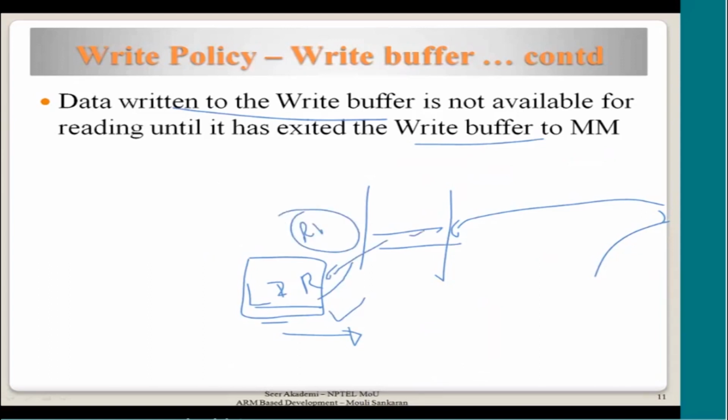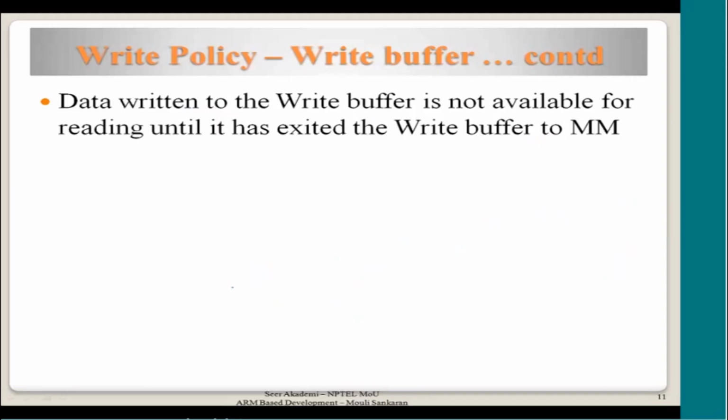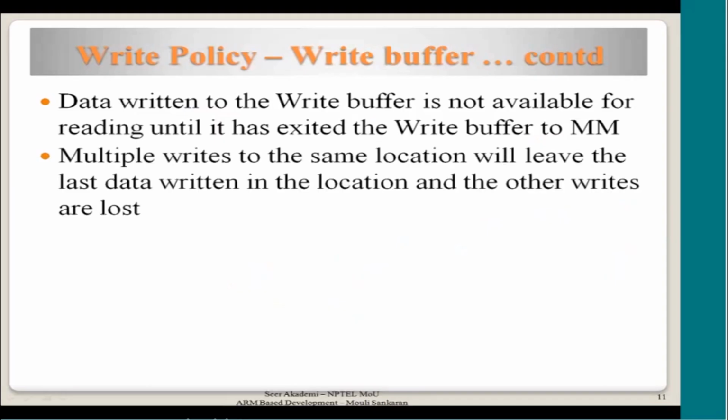Now it will proceed further because the data is brought into the register also, wherever it is. It is in the cache as well as in the register, so it can proceed. So that is what happens. I hope I am explaining so that you understand the logic behind it. Multiple writes to the same location will leave the last data written in the location, and the other writes are lost. What I mean by that, one more thing we should remember.